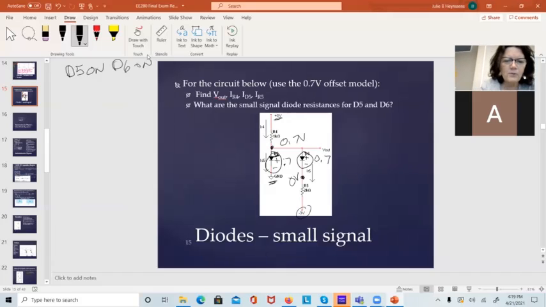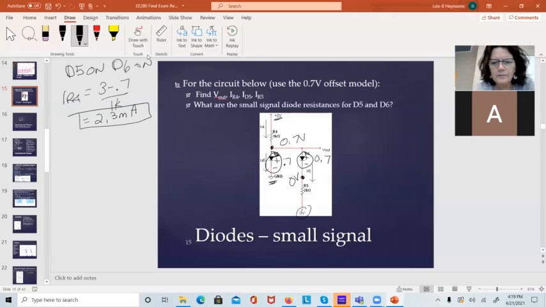So for R4, IR4 is going to equal its voltage drop, which is 3 minus 0.7 over 1K. So that should be 2.3 milliamps. That is a good sign. Those diodes are on too.